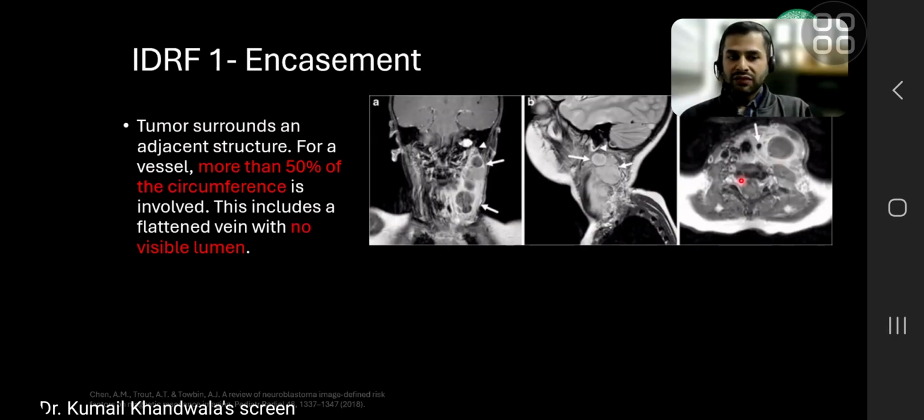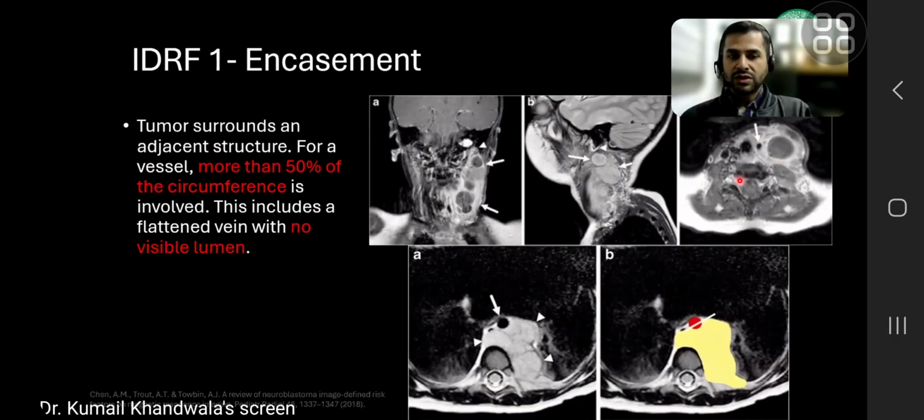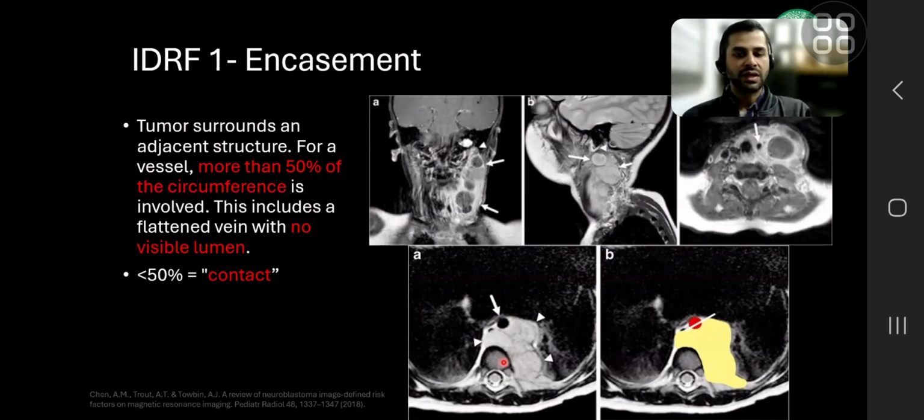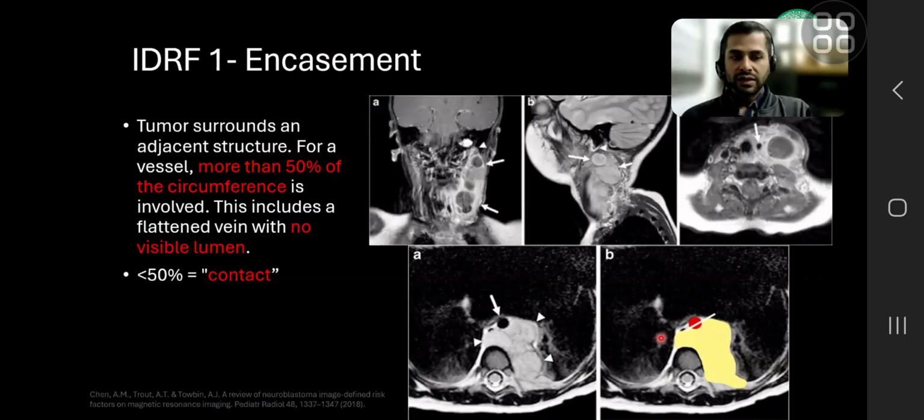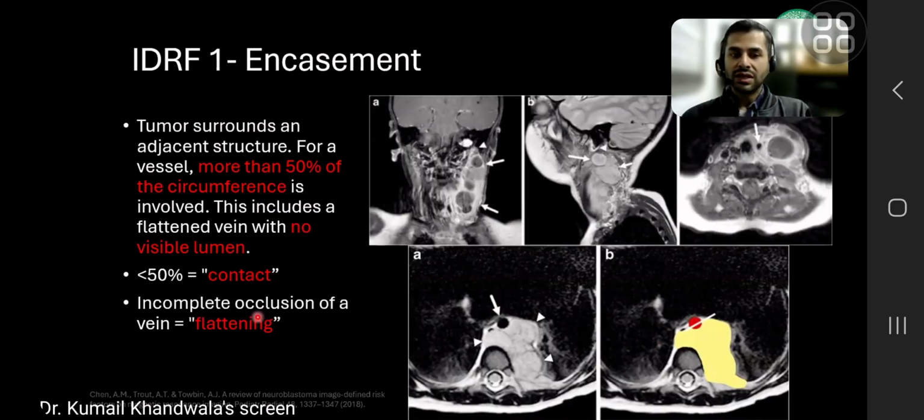Now, when less than 50% of the circumference of the vessel is involved by the tumor, it is referred to as contact. On these images, you can see that there is a lesion in the posterior mediastinum, but less than 50% of the aorta circumference is involved, and therefore this is contact with the vessel, and this is not an image-defined risk factor. Similarly, for veins, incomplete occlusion, where you can see the lumen of the vein, is called flattening, and this is also not an image-defined risk factor.